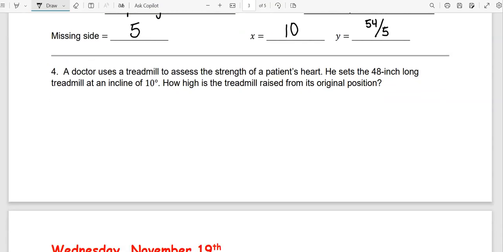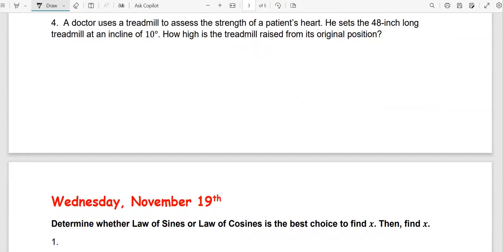Okay. So number 4, a doctor uses a treadmill to assess the strength of a patient's heart. He sets the 48-inch long treadmill at an incline of 10 degrees. How high is the treadmill raised from its original position? So we got a treadmill. A treadmill kind of looks like this, right? That's fine. It's a treadmill. You know, like it's got like the little handles. Yeah, the little screen.